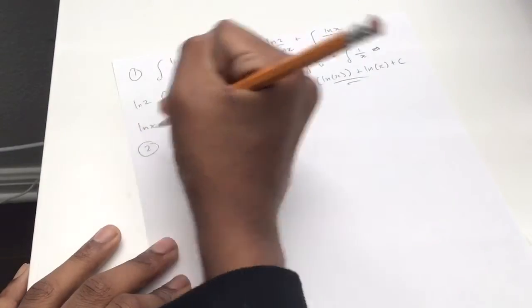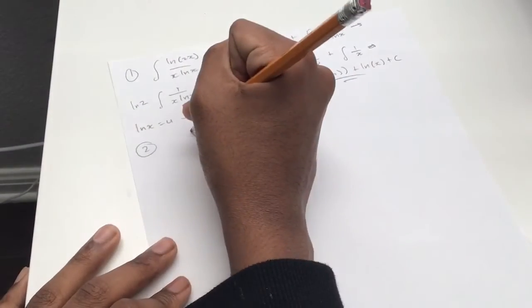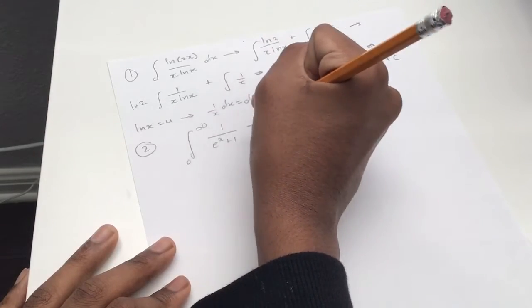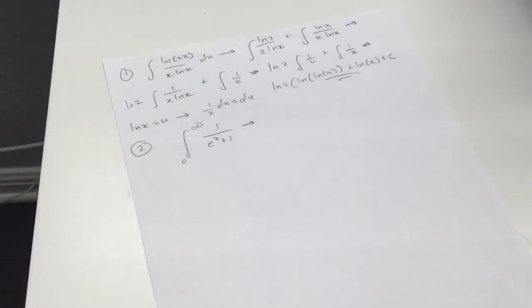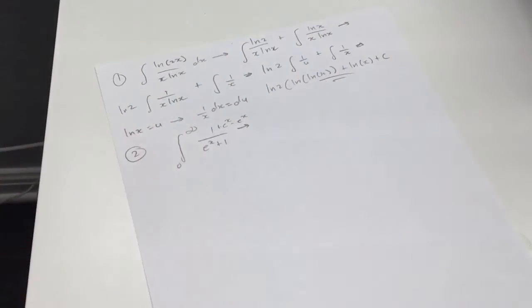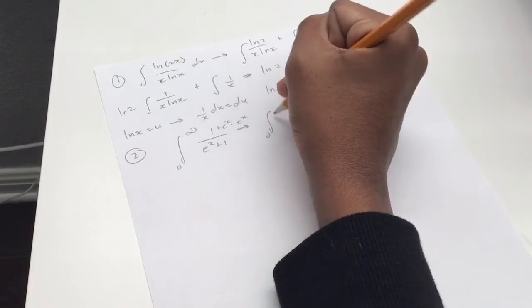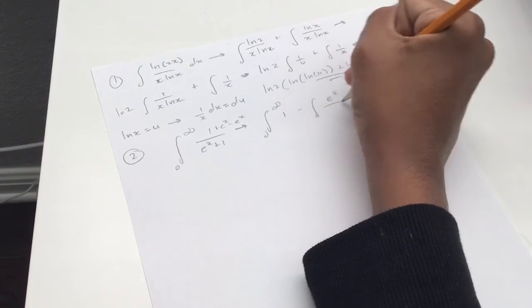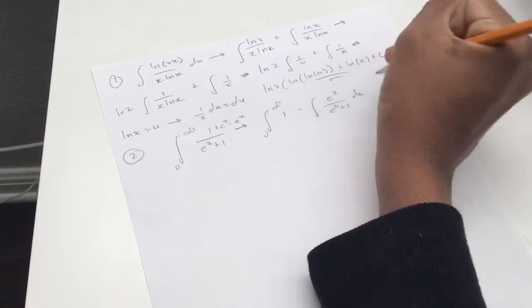Our next question is, find the integral from 0 to infinity of 1 over e to the power of x plus 1. So the first thing we need to do is add e to the power of x and subtract e to the power of x in the numerator, because there's no clever way to solve this right off the bat. So if we add e to the power of x and subtract e to the power of x, we actually get the integral from 0 to infinity of 1 minus e to the power of x over e to the power of x plus 1 dx.